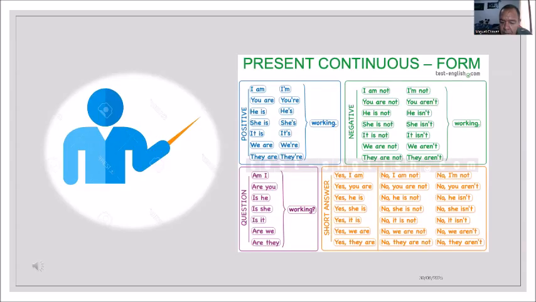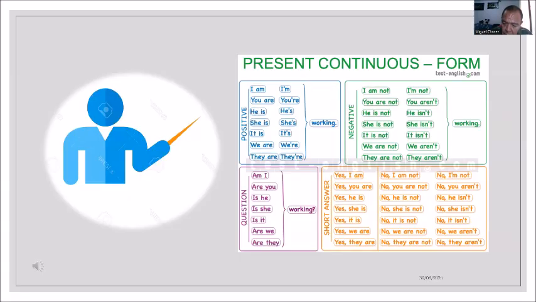The possible short answers for these questions are: yes, I am. Yes, you are. Yes, he is. Yes, she is. Yes, it is. Or no, I am not. No, you are not. No, he is not. No, she is not. No, it is not.